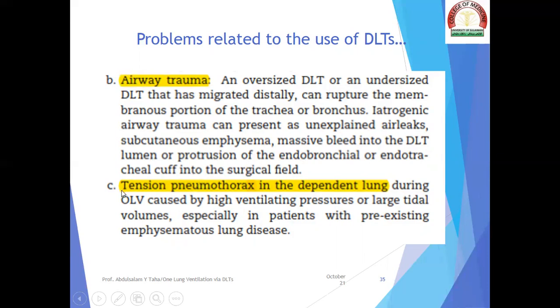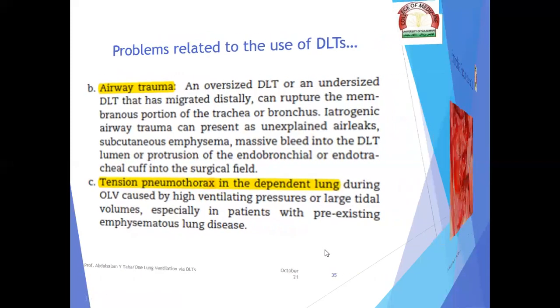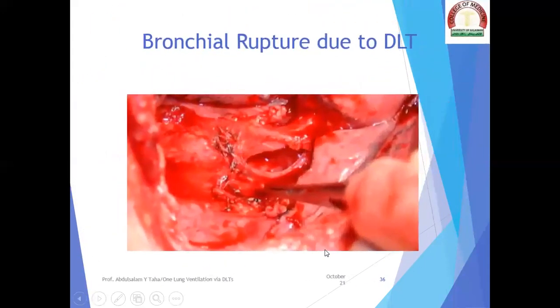The last problem is tension pneumothorax in the dependent lung during one lung ventilation, caused by high ventilating pressures or large tidal volumes, especially in patients with pre-existing emphysematous lung disease. So this picture shows a bronchial rupture due to the use of a double lumen tube.